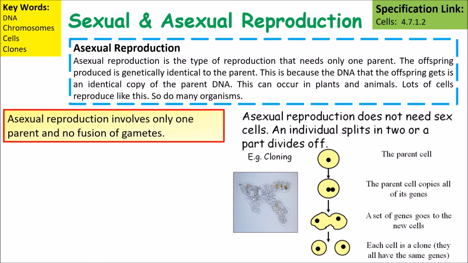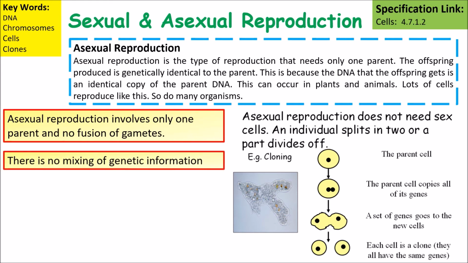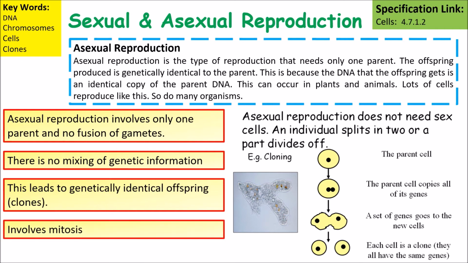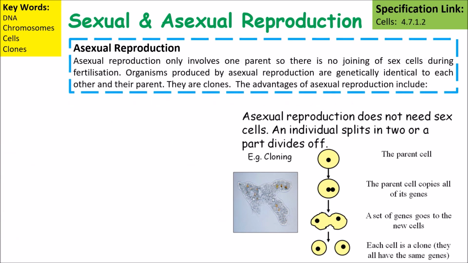Asexual reproduction only involves one parent and no fusion of gametes. There is no mixing of genetic information. This leads to genetically identical offspring, so clones, and it involves mitosis. Like we've just said, asexual reproduction only involves one parent.